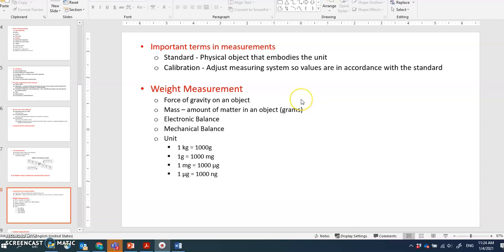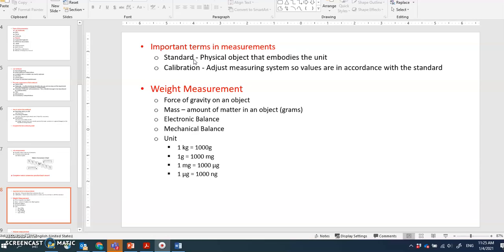Terms in measurements. So when you measure something, you may have to use something called a standard. So think about you are doing a weight measurement. How do you know the balance you are using is really accurate, doing its job or not? So you place your object on that balance. The balance reads it's 1.5 kilogram. How do you know if your balance is really accurate? So what it's reading, 1.5 kilogram, is really 1.5 kilogram or not?